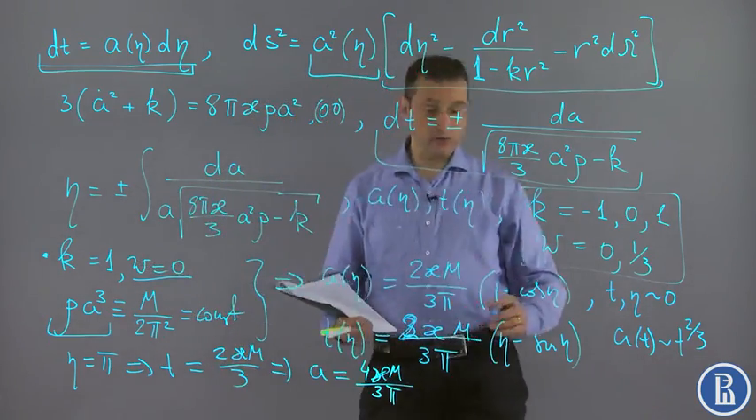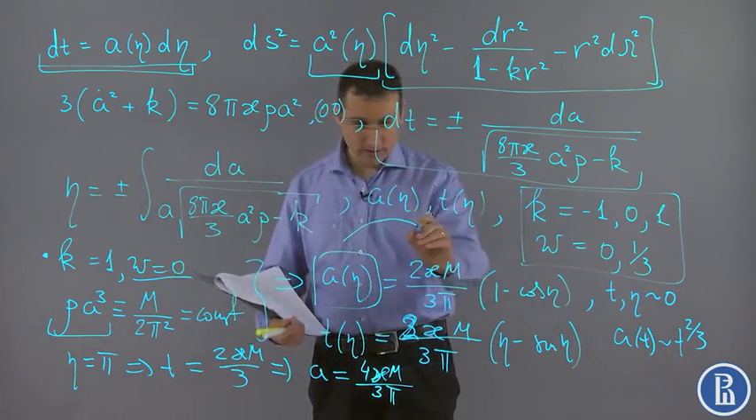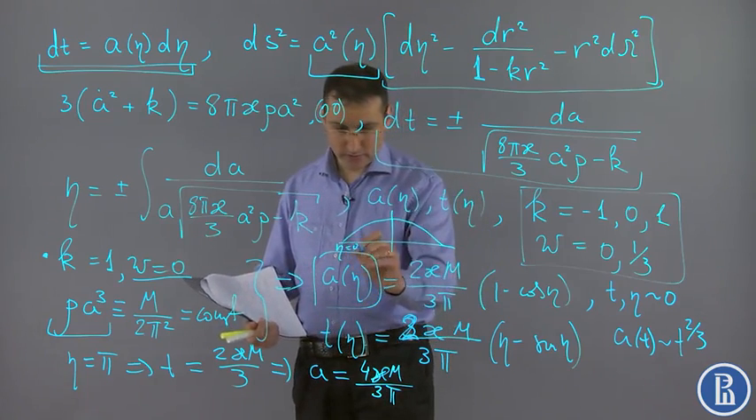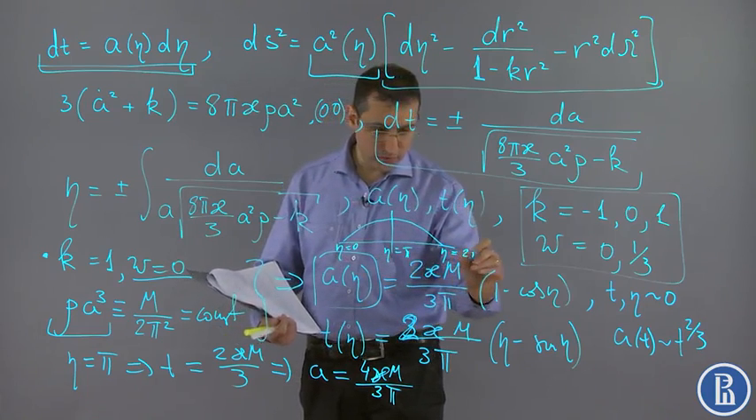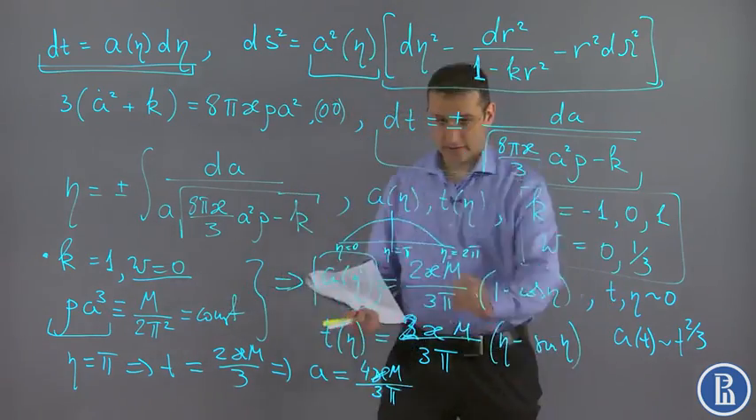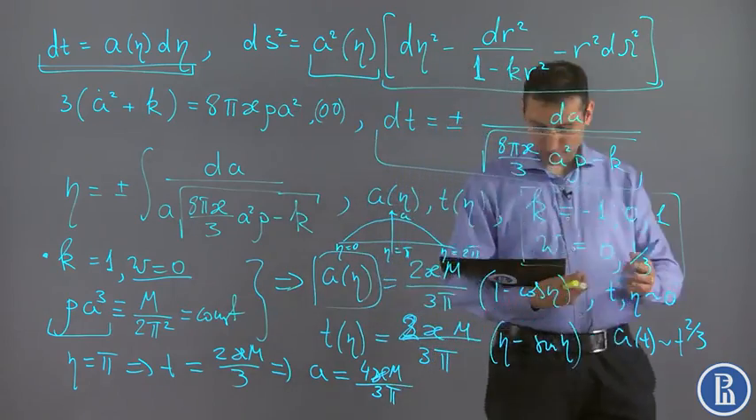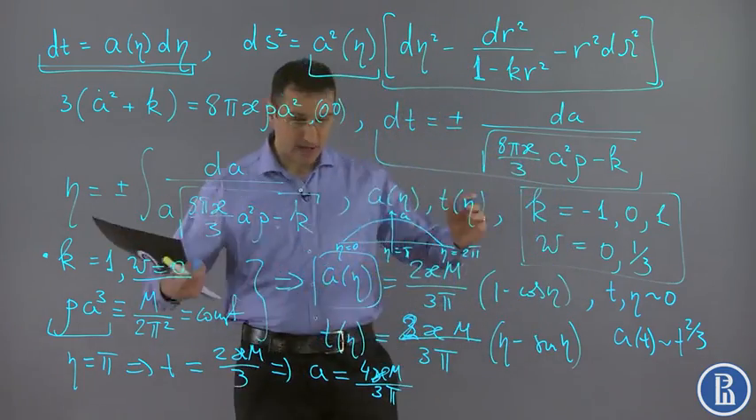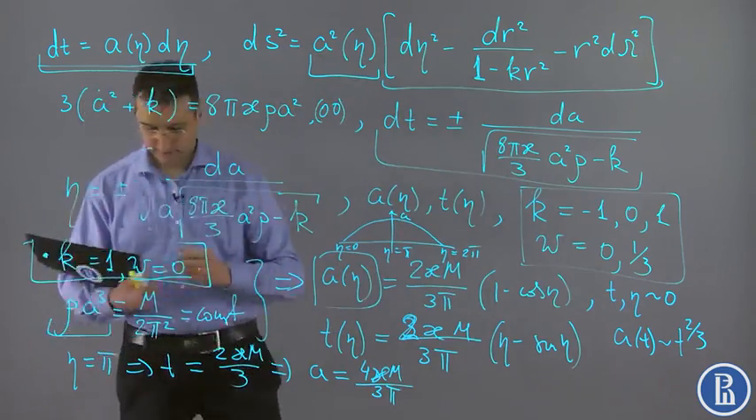So we have the following situation: the scale of the universe expands from 0 and then shrinks back. So this is eta equal to 0, eta equal to pi, eta equal to 2 pi, and this is A. That's the situation we encounter for this case. So the universe expands and then shrinks back. This is what we encounter in this case.